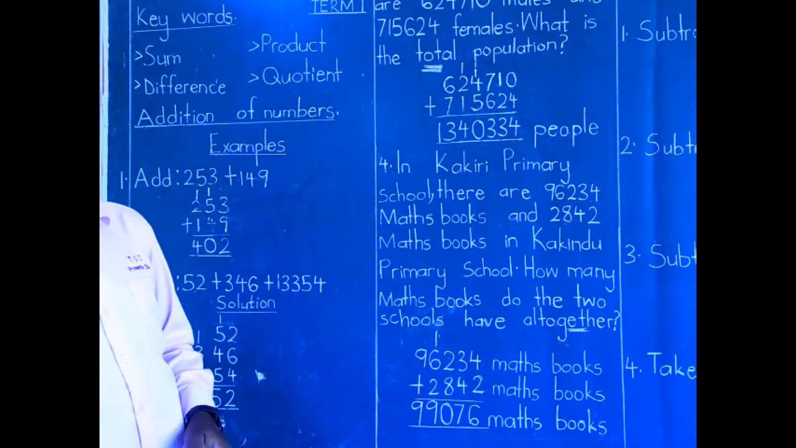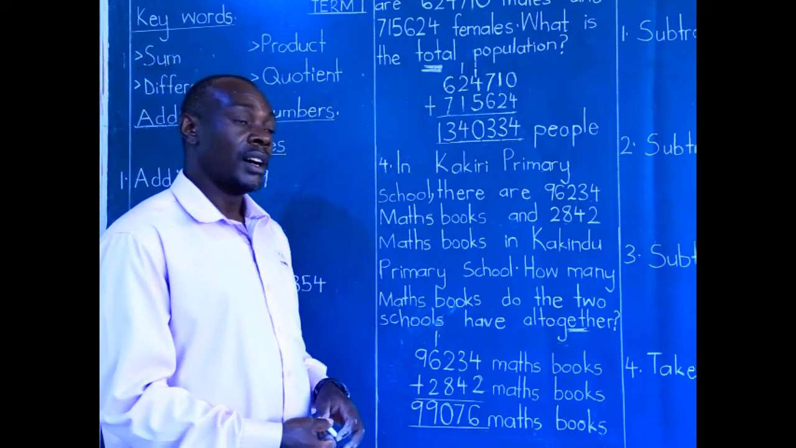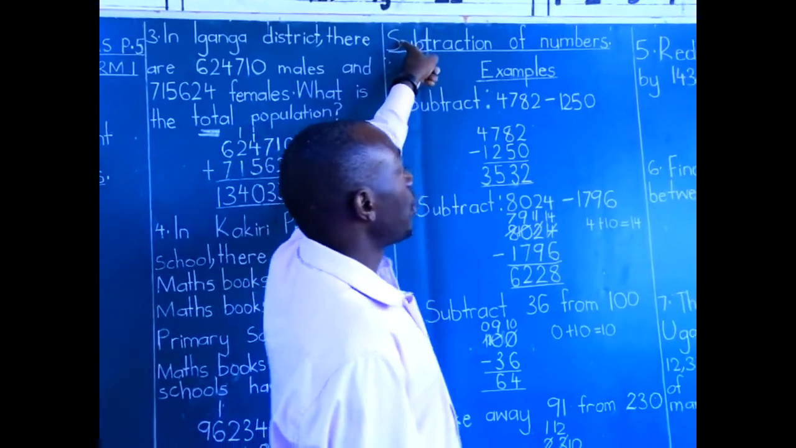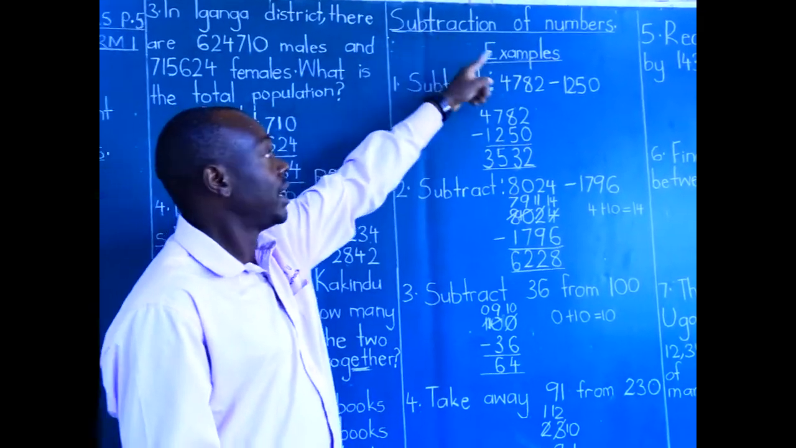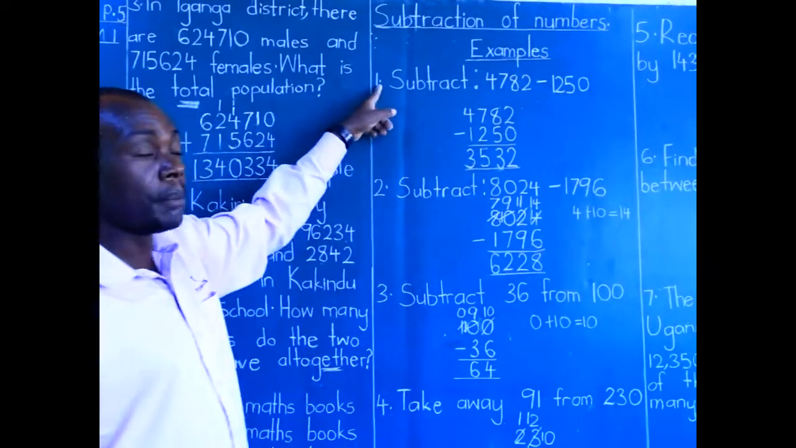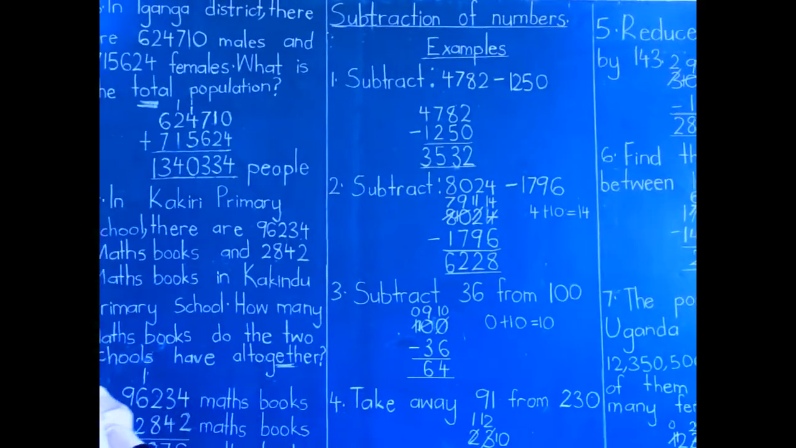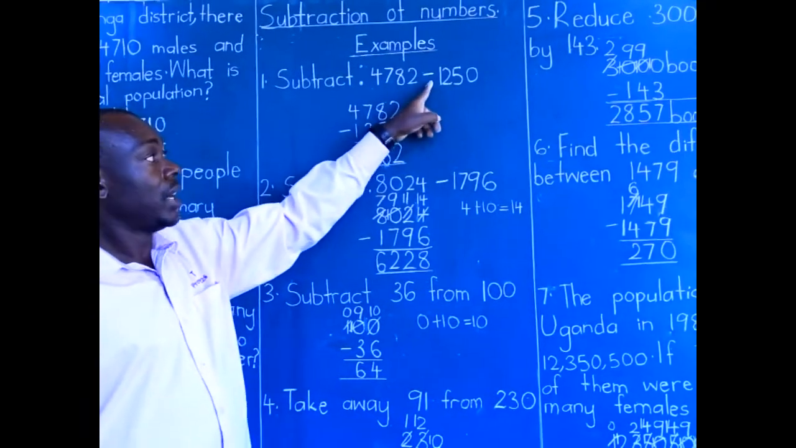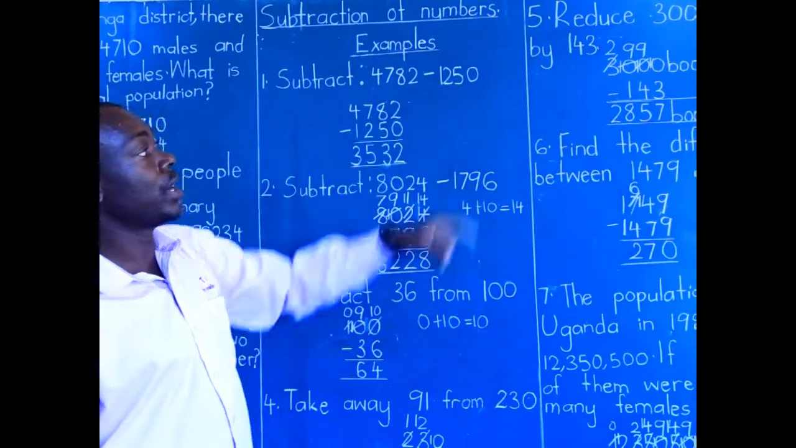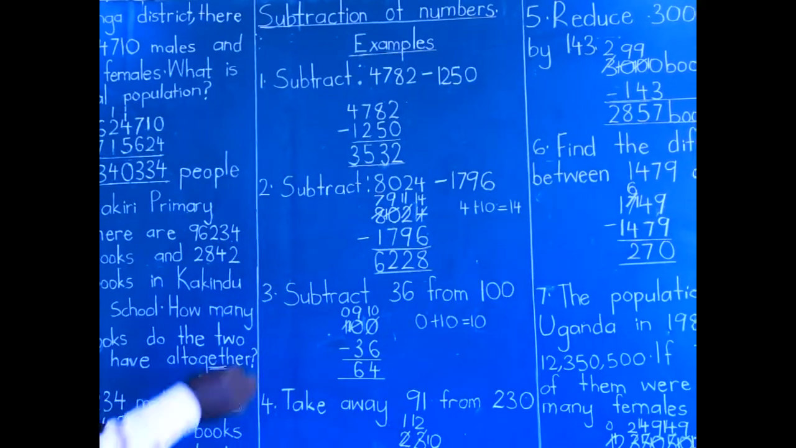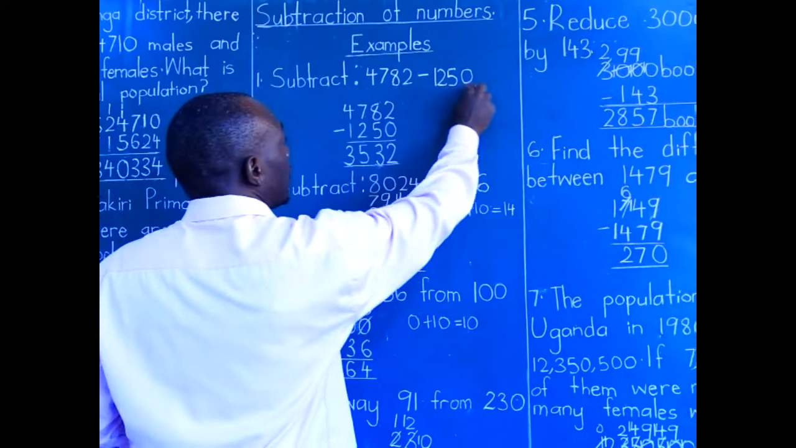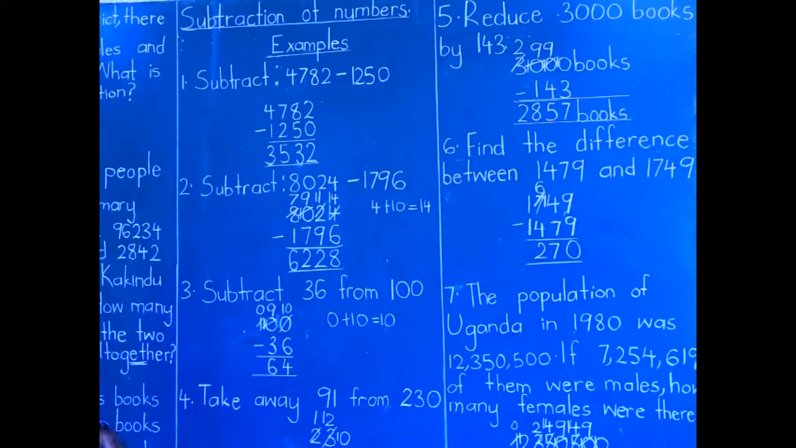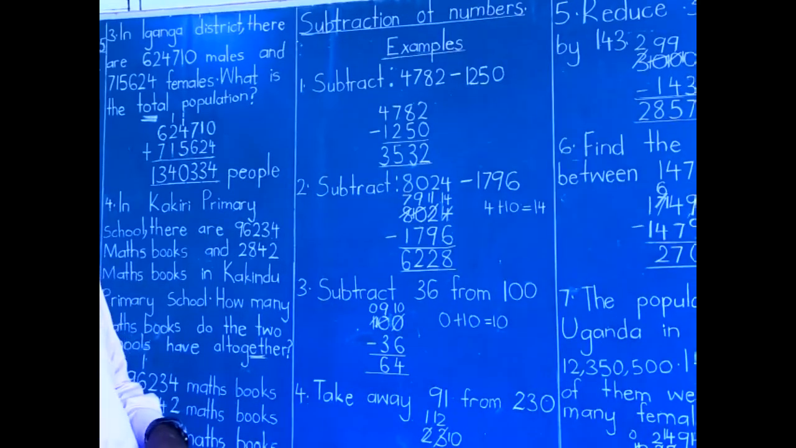Before we look at the subtraction of numbers in the same lesson, subtraction of whole numbers, here are the examples. Example number 1 today reads, subtract 4,782 and 1,250. So it's written across, that is horizontally. You order it vertically. Please take care about the place values.